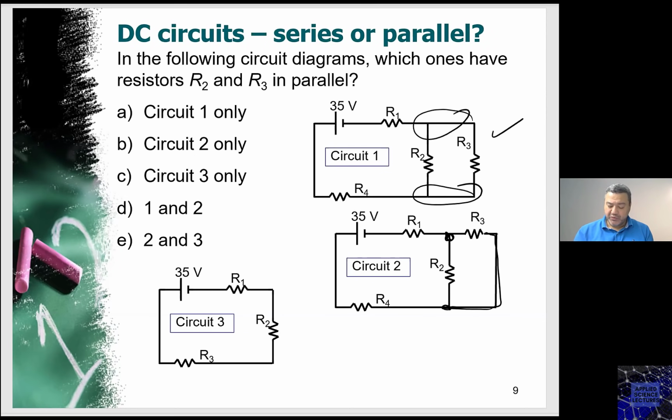At the end, you need to look at the electrical connection between R2 and R3. At the end, yes, they are sharing both and they have the same potential difference, which means that R2 and R3 are in parallel for circuit number 2. So I have circuit 1, circuit 2, and circuit 3, no, they are in series. Then this makes it only 1 and 2. So the answer is D.